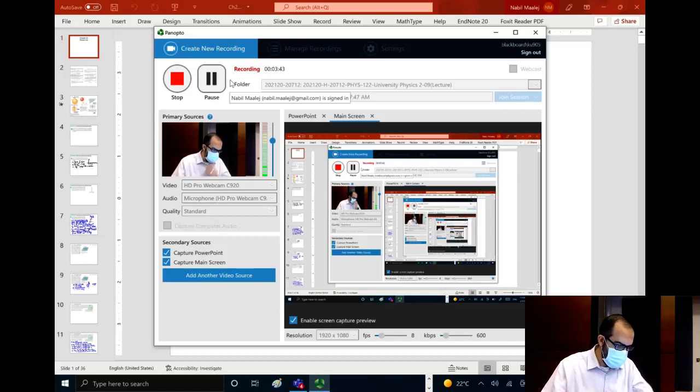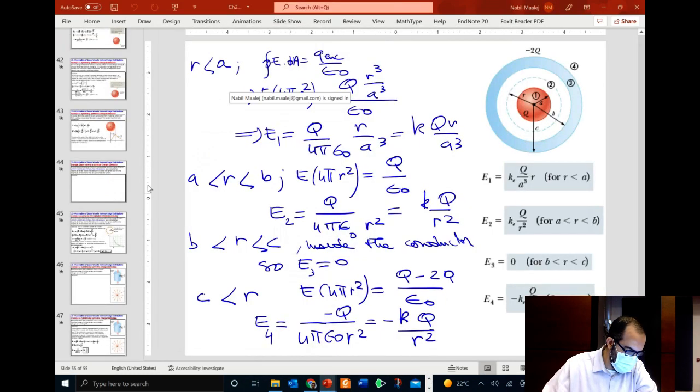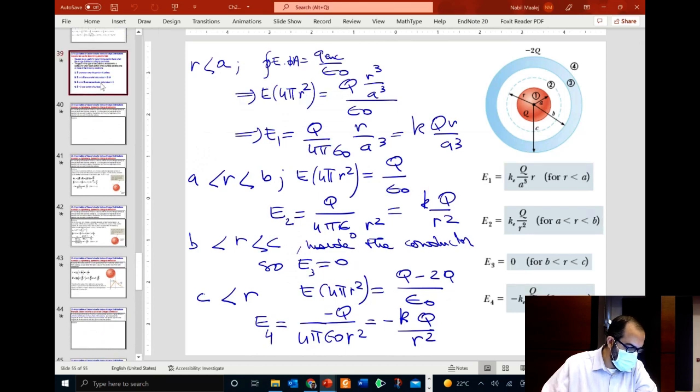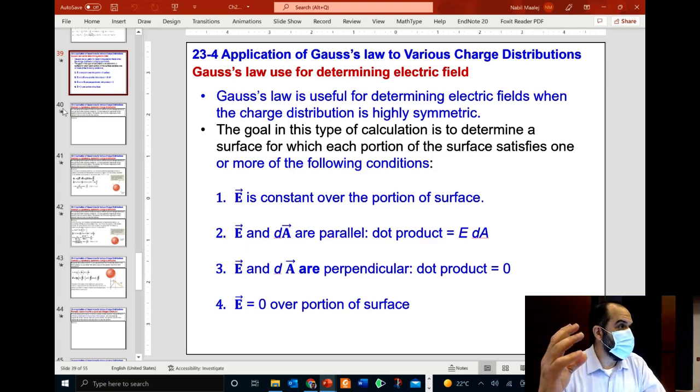We're going to go over the rest of chapter 23 and start some problem solving. So remember last time we said there are particular situations where we can use Gauss's law in order to solve for the electric field.